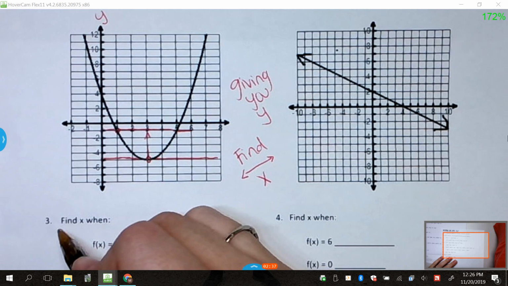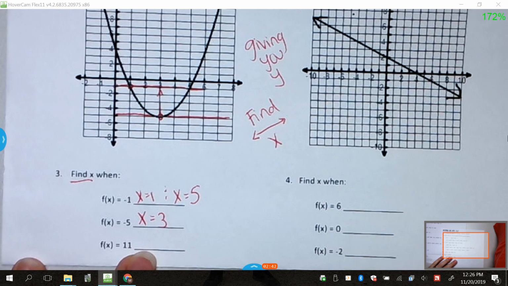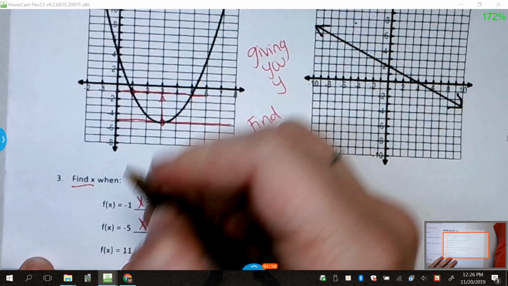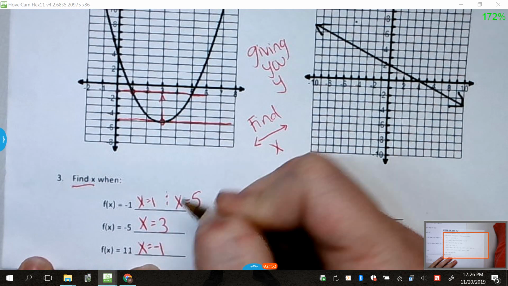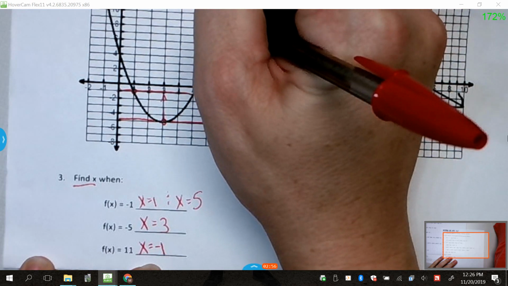Okay, be careful, because if you notice, it even says find x. So make sure you're paying attention. Okay, y is 11. It's up here. So it's a height here at -1. And again, here at 7.